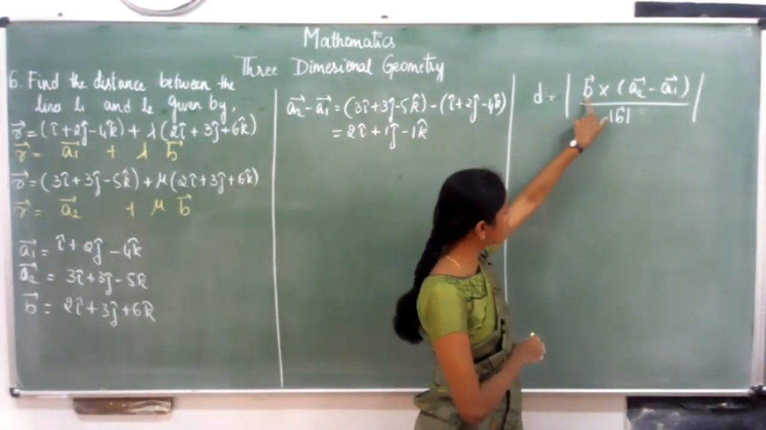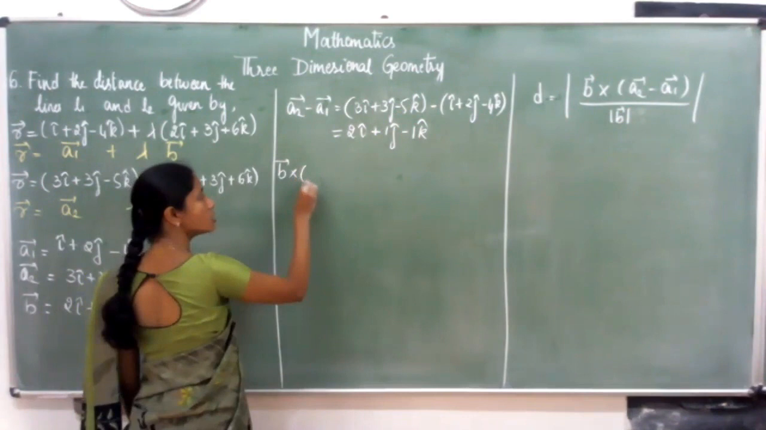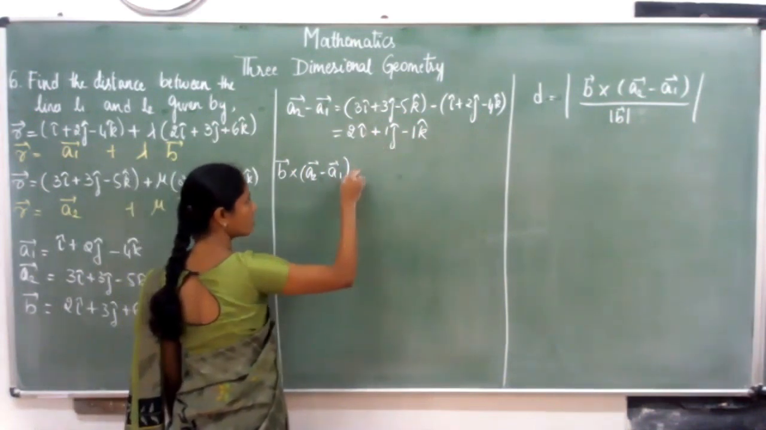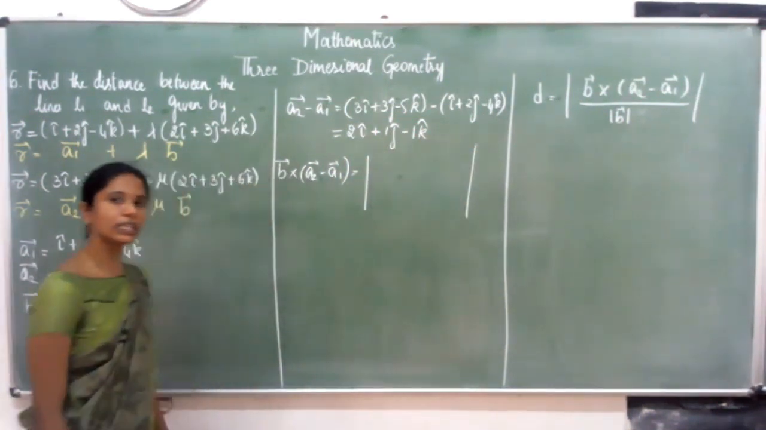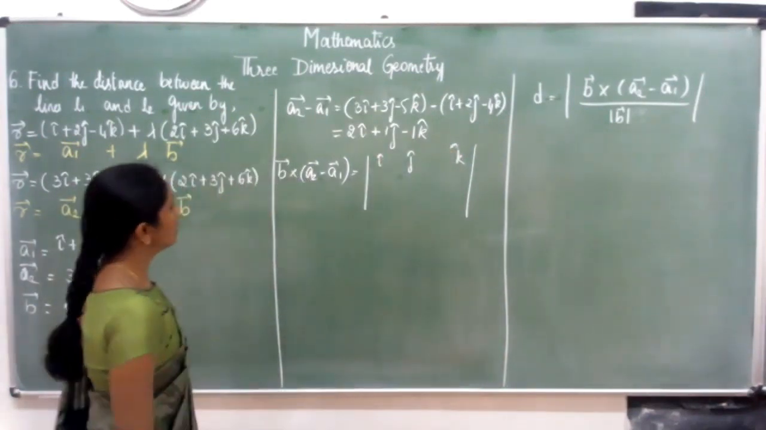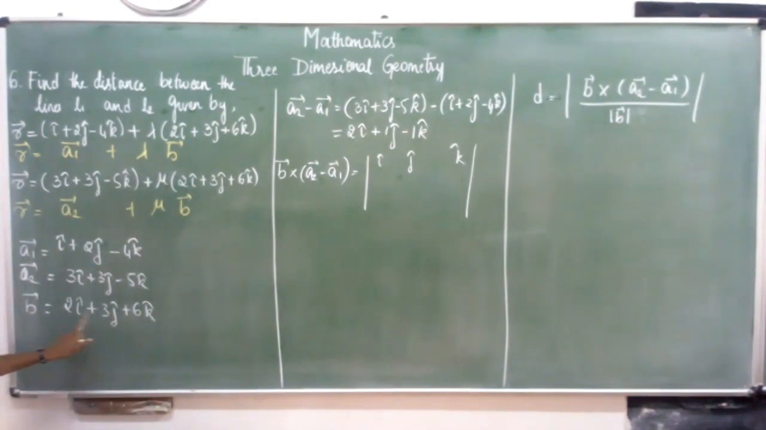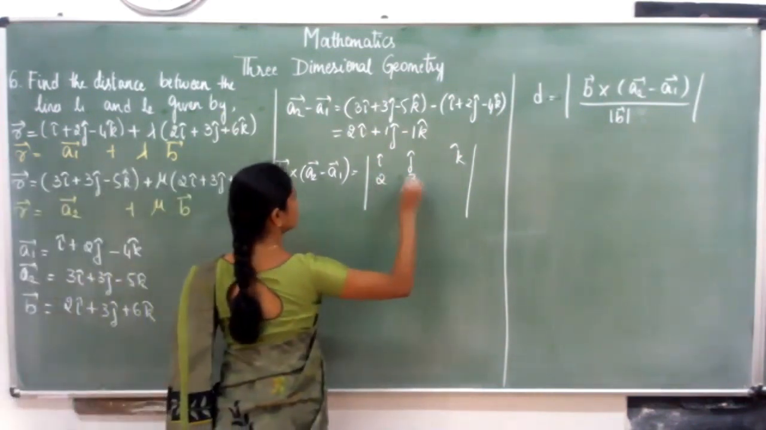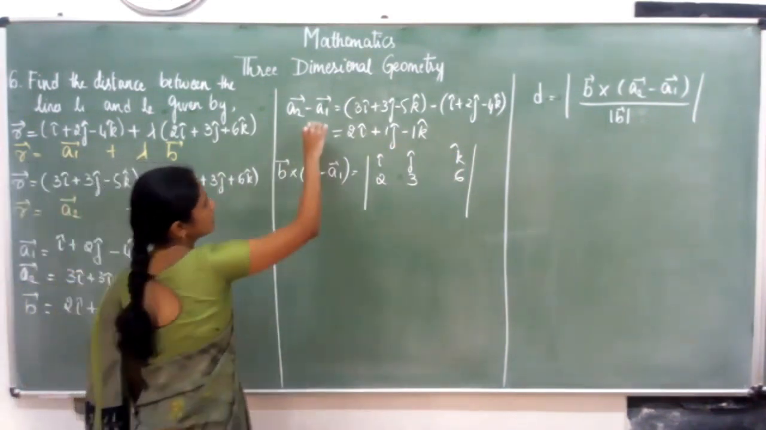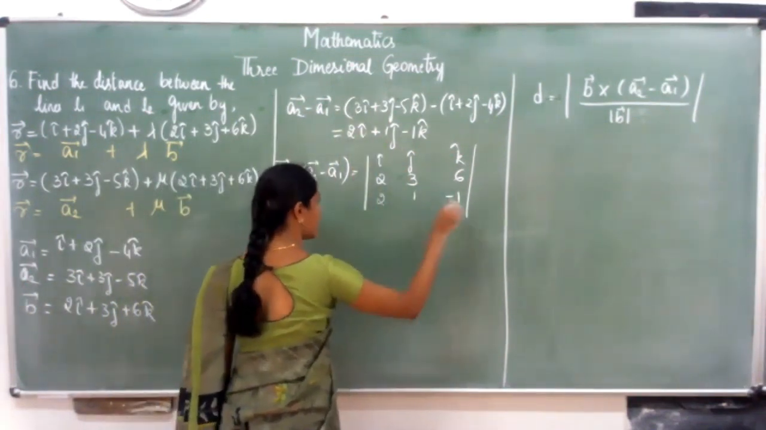Next, let us find B cross vector A2 minus A1. That is the cross product between the vector B and the vector which we have found, that is vector A2 minus vector A1. We have again got a vector, so we need to find the cross product between these two vectors. So it is i cap, j cap and k cap. Then in the second row, you should write the scalar components of the vector B, which are 2, 3, 6. In the third row, we should write the scalar components of the vector formed by vector A2 minus vector A1, which are 2, 1 and minus 1.